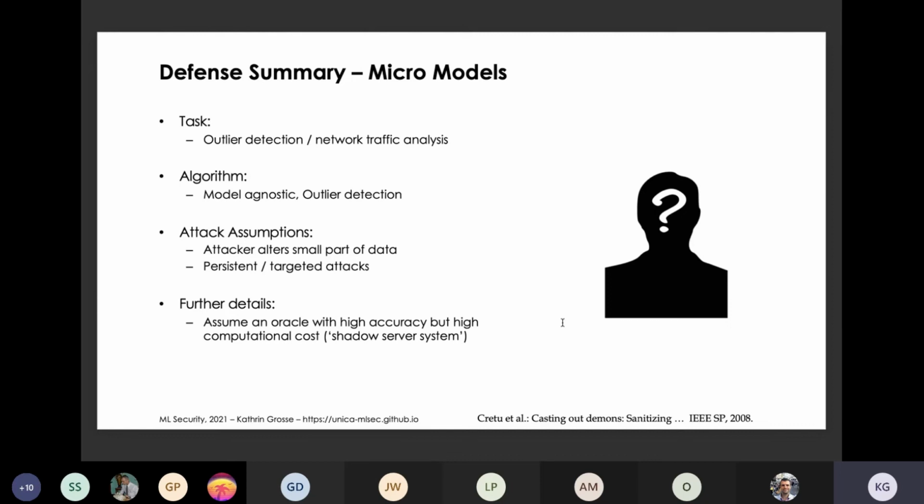The attack assumption used in this work is that the attacker alters a small part of the data. This is a natural assumption in poisoning, because if you change everything, then what is the poison? You don't know anymore. The other attacker assumption is that you have either a persistent attack or a targeted attack, so these two different kinds of attacks. A further detail is the assumption of an oracle, which has high accuracy but also high computational costs. This is an oracle that actually exists, and the reason we are not using it directly on the data is that it is prohibitively expensive. I think the authors state in their paper that the increase in time is over 1,000% if you use that. So it's almost perfect, but it's just too expensive to use.